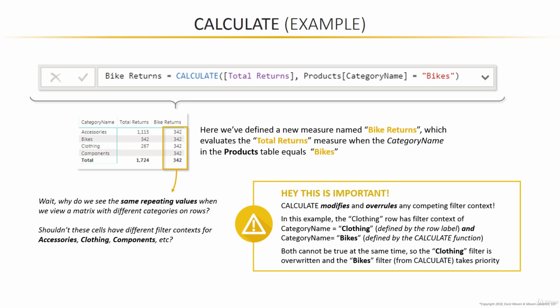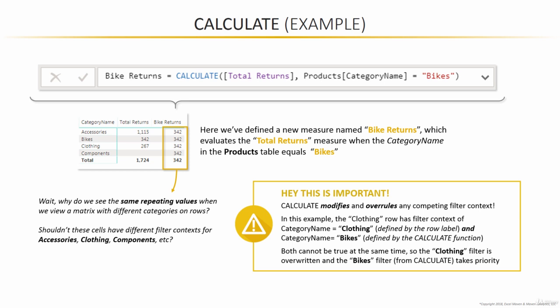calculate takes priority. So think of calculate as kind of the bully function or the bully filter, which says, I don't care if I'm sitting here in a matrix row that says it should be calculating accessories or clothing or components. I'm the boss. I'm going to step in and say, we need to calculate for category name equals bikes, period. And that's why you see the same total row after row after row, even for lines like components, which didn't generate sales or returns.